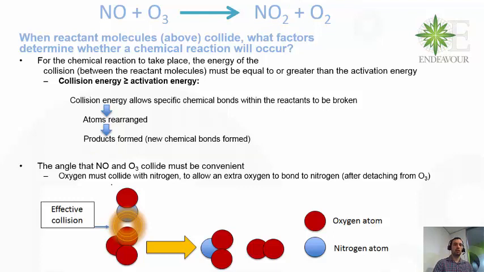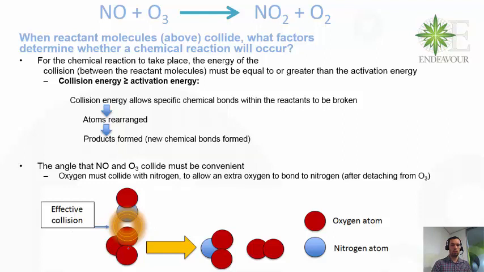And the second thing we need to meet is the orientation, so they have to collide in the right way. So in this case, the oxygen has to collide with the nitrogen to allow one oxygen to come off the O3 and now become part of NO2. So you can see that in the representation down the bottom here.